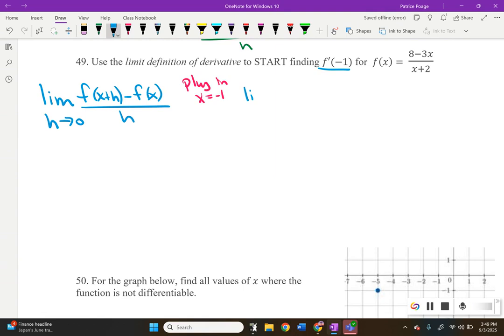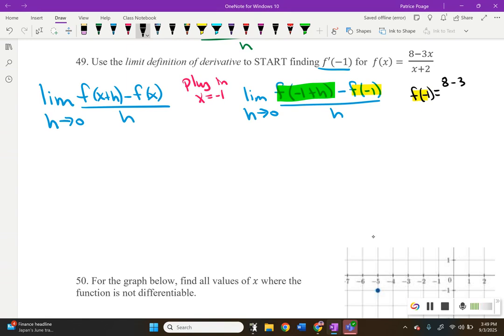So I'll have the limit as h goes to 0 of f of -1 plus h minus f of -1 all over h. So I'm going to need to replace this green part and also this yellow part. I'm going to come over here and find the yellow part. That's going to be f of -1. So everywhere there's an x, I'm going to replace it with -1. And so in the numerator, I have 8 plus 3 is 11. And the denominator, -1 plus 2 is 1. So that's just 11. So this term is going to be 11.